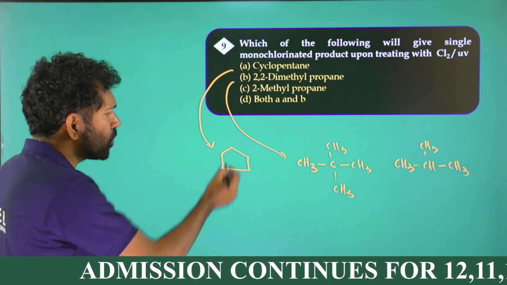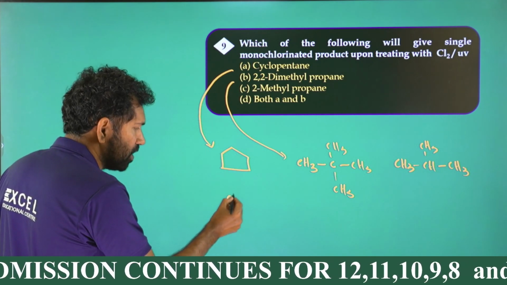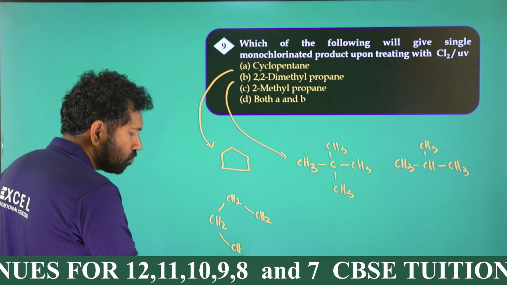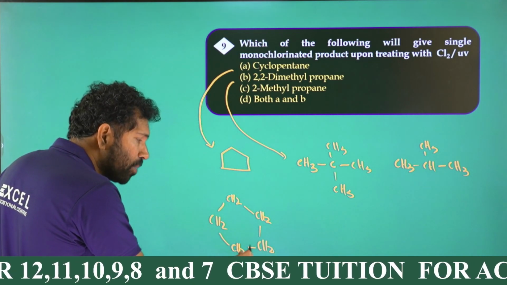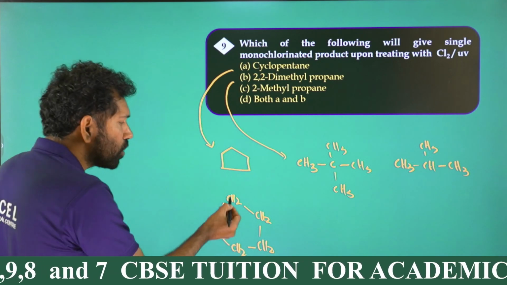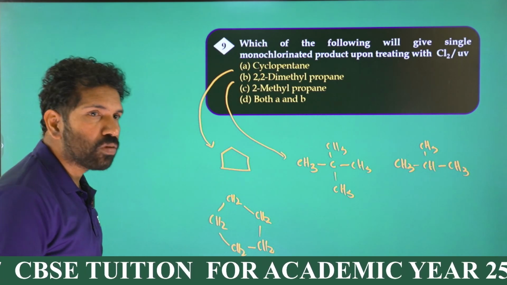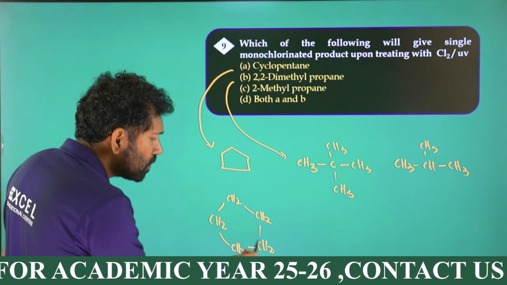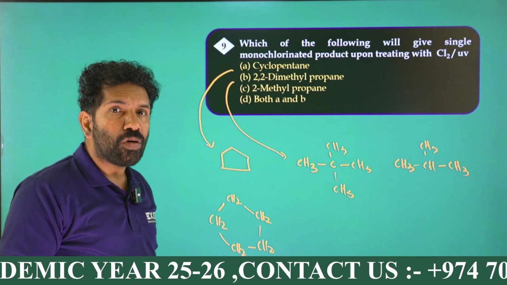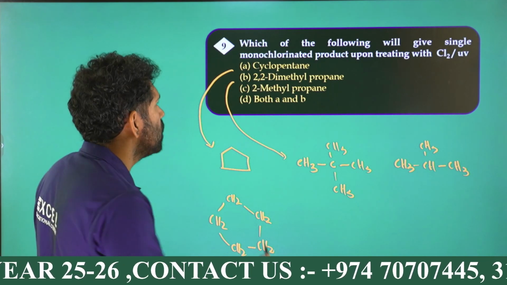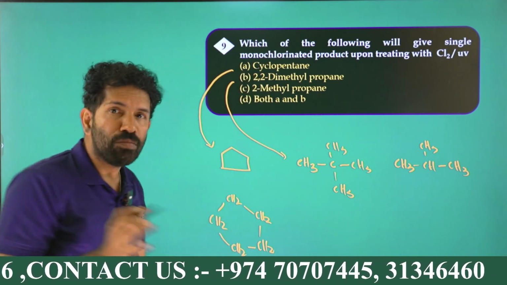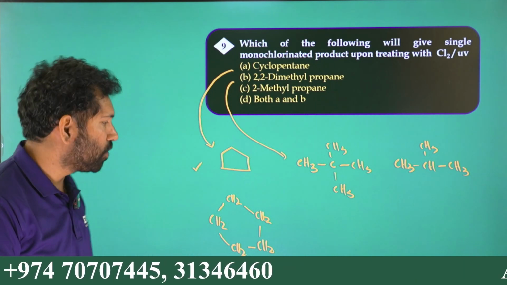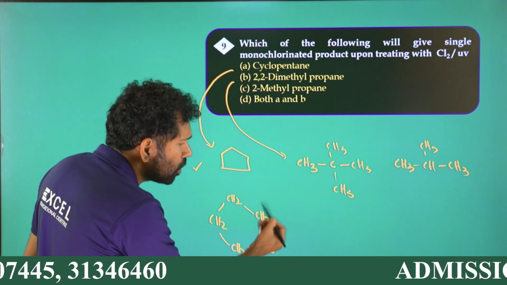Yes. Here if I am talking about cyclopentane, this is CH2, CH2, this is CH2, this is CH2, this is CH2. Each and every carbon atom has similar type of hydrogen here. If chlorine is coming here, it is called chlorocyclopentane. If chlorine is coming here, again it is called chlorocyclopentane. If this hydrogen is replaced by chlorine, again it is called chlorocyclopentane. So definitely cyclopentane will give a single monochloro product. No doubt cyclopentane will give a single monochloro product upon chlorination.